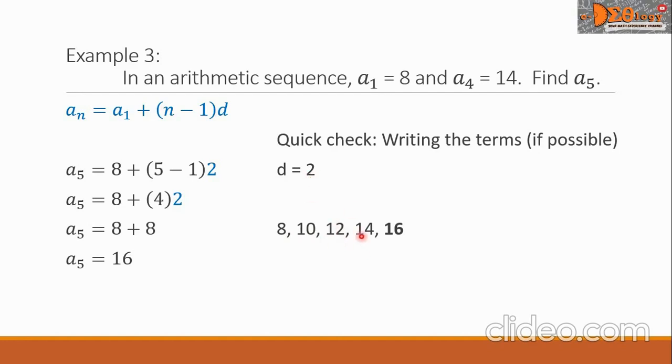This is the fourth term that is given in the problem. And the fifth term, 14 plus 2 is 16. So this a sub 5 equals 16 is our final answer.